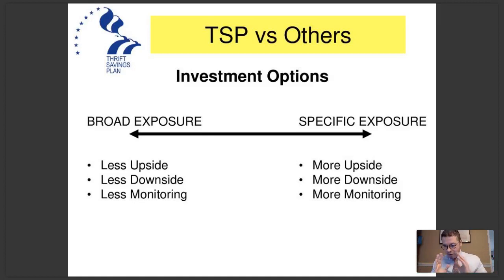It happens to be, just I'll throw it on the side, I'm sure you guys have heard this from me in the past, I'm not a big fan of the international exposure you guys have in the TSP. The I fund is something that I'm just not happy with. If you wanted to have international exposure at all, then you probably would want to venture outside the TSP.